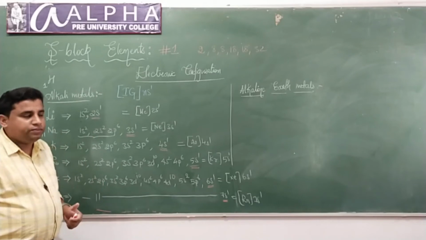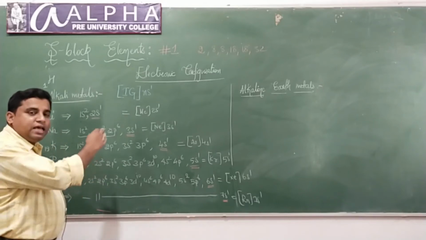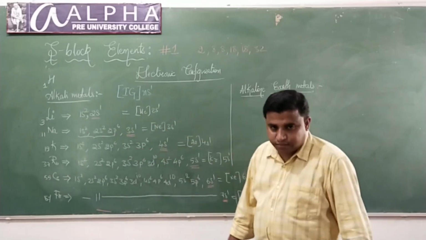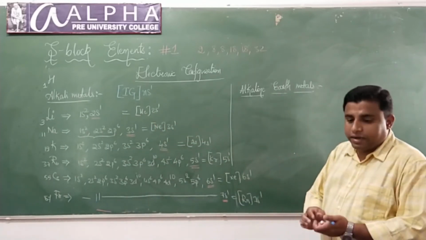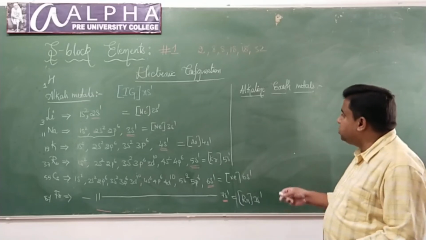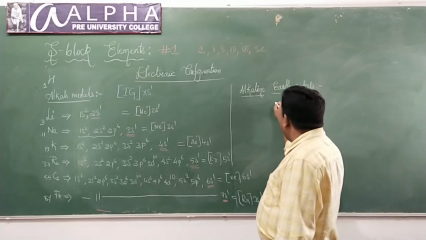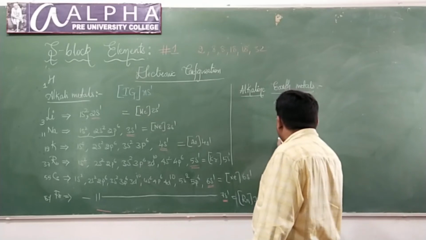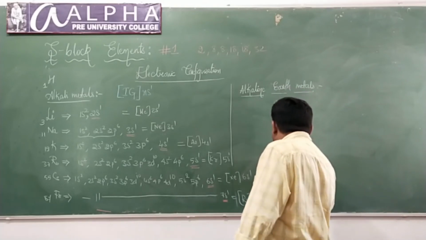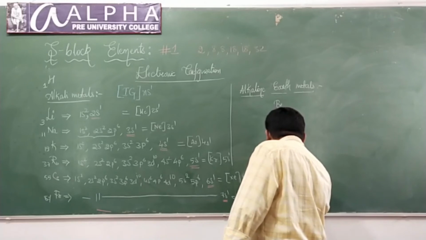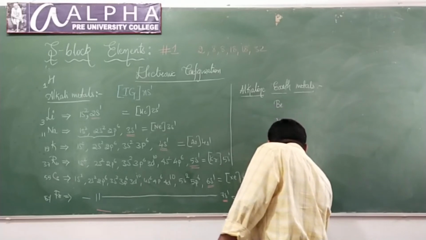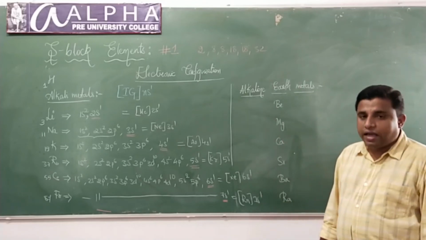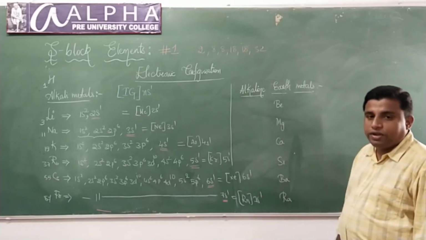Any doubts with this? Like that, on the same lines, let us write the electronic configuration of alkaline earth metals. Which are the different alkaline earth metals we have? Beryllium, magnesium, calcium, strontium, barium and radium, isn't it? Radium is a radioactive element. What about their electronic configuration?